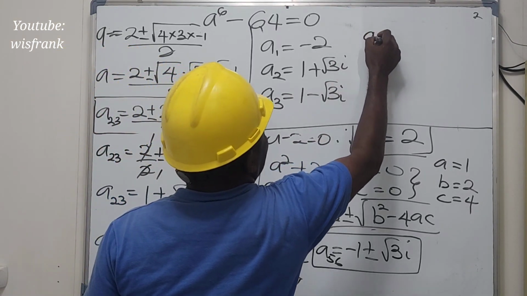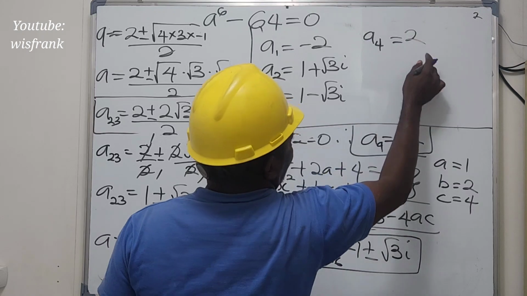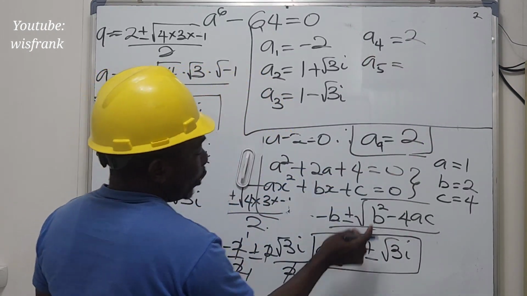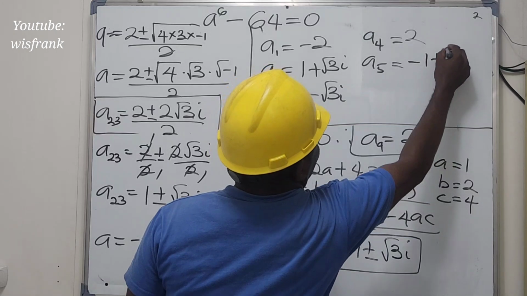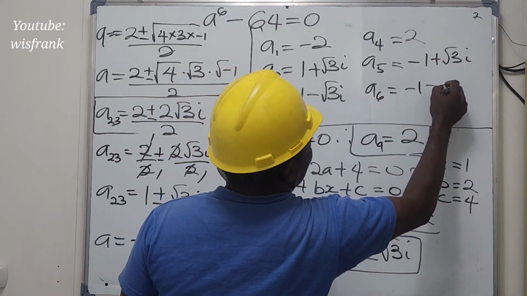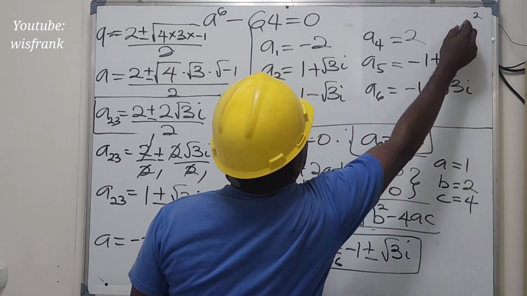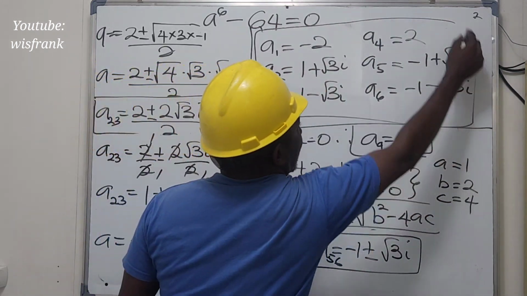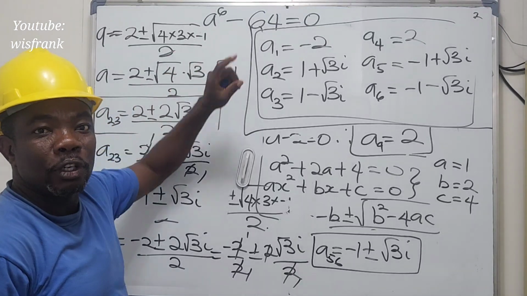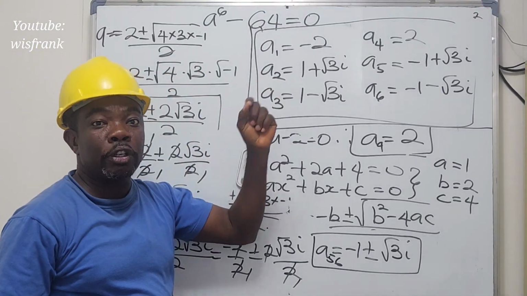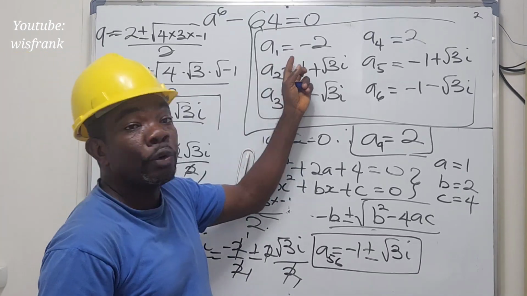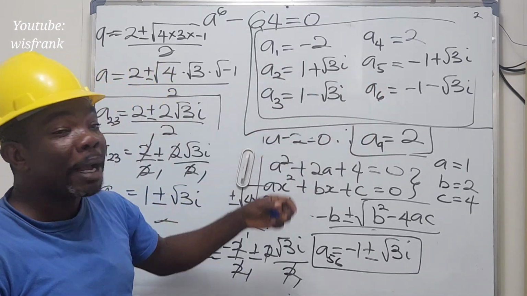Then we have a4 as 2. Then a5 equals minus 1 plus root 3i, and a6 equals minus 1 minus root 3i. So these are the solutions of a, which are 6 in number, because we have a to the power of 6. So the solution of a in this equation is 6 different solutions: 2 real solutions and 4 imaginary solutions.